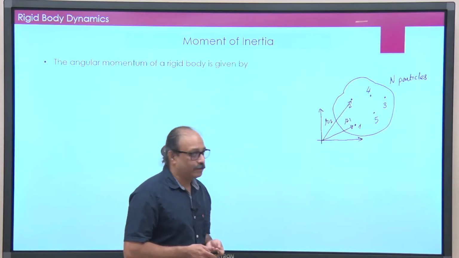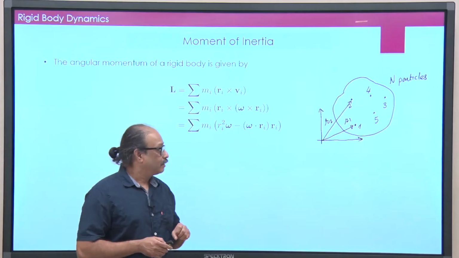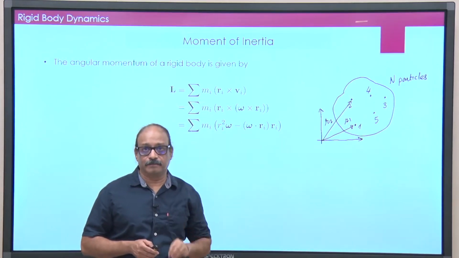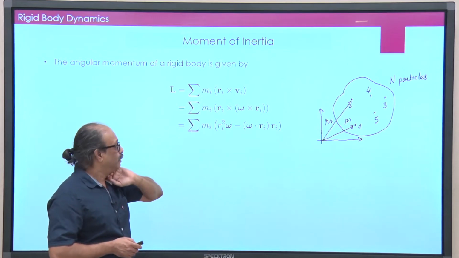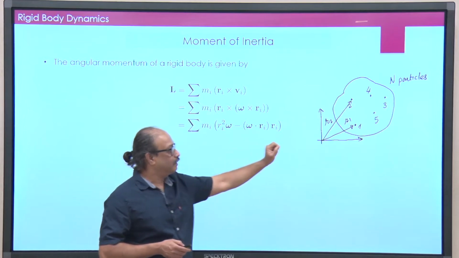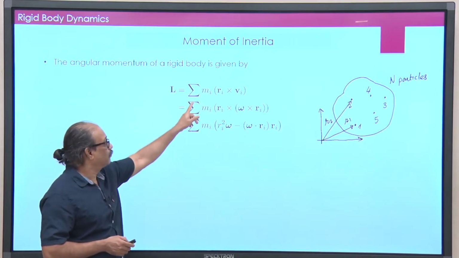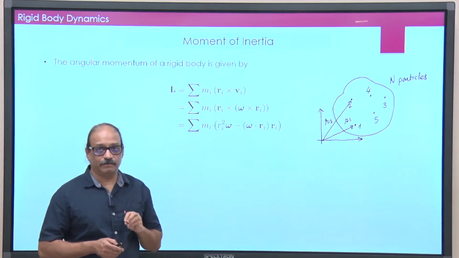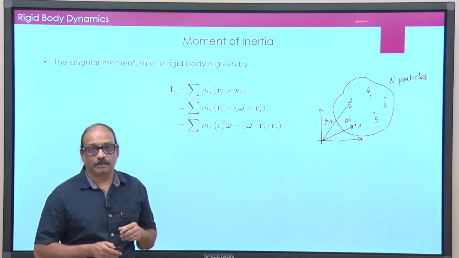Okay. Now, let me calculate the angular momentum. So, if I want to calculate the net angular momentum of the rigid body, then what I would do is I will calculate the angular momentum for each particle and then take a sum over all the particles. So, here the index i is the index of the particle, and then you have a sum which goes from 1 to n, and the angular momentum of an individual particle is basically mass times the position vector cross product with the velocity vector.